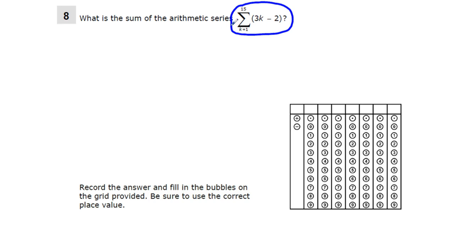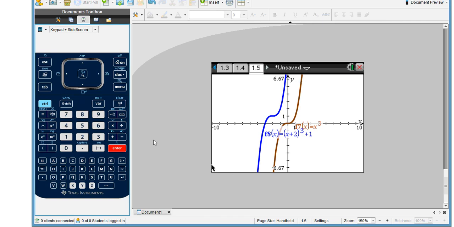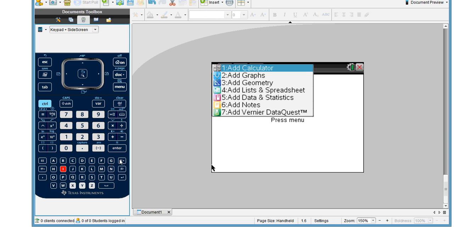What this is telling you for an arithmetic series is you plug in 1 for k, and then figure out what that is. Then you plug in 2 for k, figure that out, 3 for k, all the way up to k equals 15, then you add all those together. But fortunately, in our TI-Nspire CX calculator, there's a very easy way to do this.